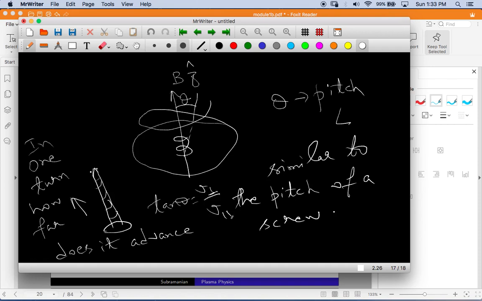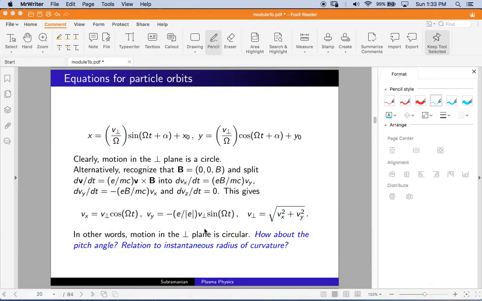Okay, so how fast is the V along the magnetic field in comparison to the V perpendicular to the magnetic field? These are things that you can think about a little more. If there was no V parallel at all, it would simply stay in the circle, it would not advance at all. And so that's the pitch angle.